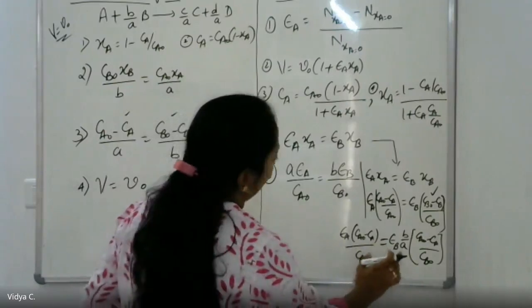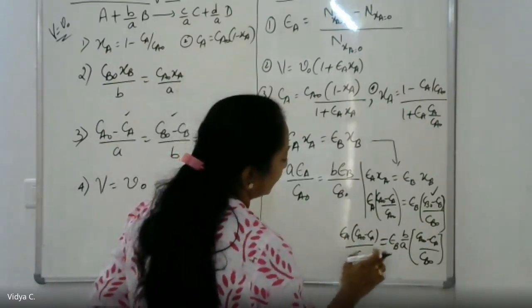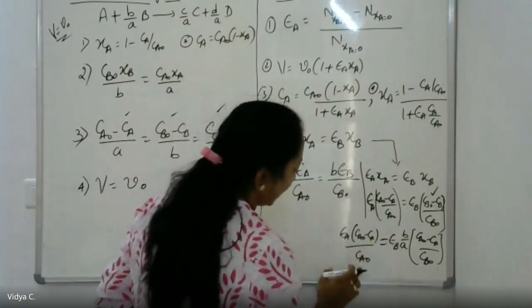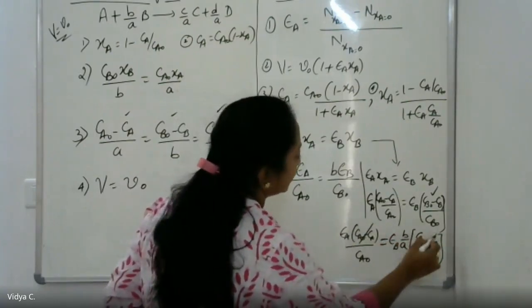So what can I now write? This A I'll take to LHS. A into epsilon A is equal to B into epsilon B. A into epsilon A by CA naught is equal to B into epsilon B by CB naught. I'll just cancel these terms.